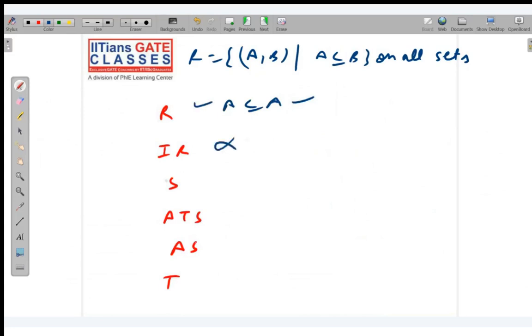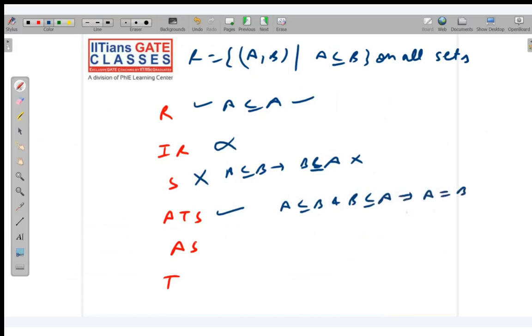Irreflexive, not. Immediately we will cross it. Symmetric. When A is a subset of B, can you conclude B is a subset of A? No. No. So it is wrong. Antisymmetric. Immediately yes. Because when A is a subset of B, see this, this is the beauty. A is a subset of B and B is a subset of A, so obviously what is the conclusion? A is equal to B, and that is the definition of antisymmetric only.